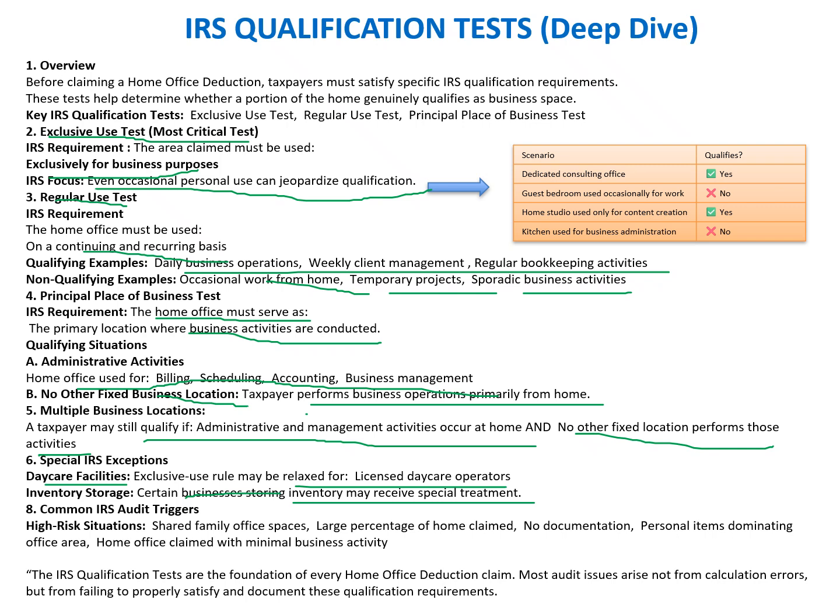However, there are some high-risk situations as well, like shared family office space, a large percentage of the home claimed, no documentation, personal items dominating the office area, and a home office claim with minimal business activity.